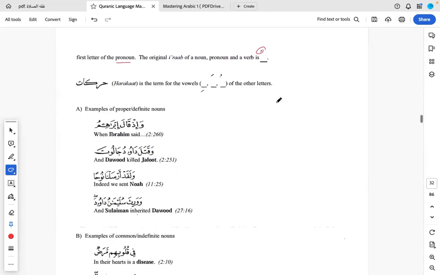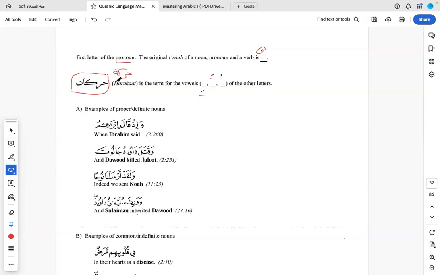Now, harakat is this word in Arabic, harakat. This is a plural, and the singular is haraka, as you might have heard me using it. And this word is used to refer to the vowels, which are kasra, fatha, and dhamma.